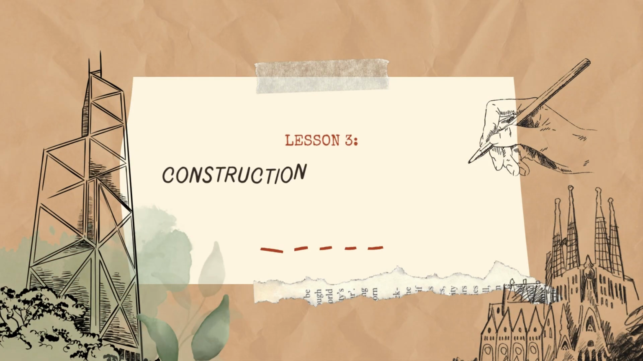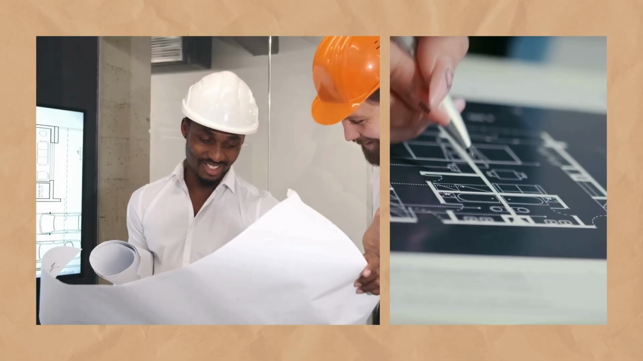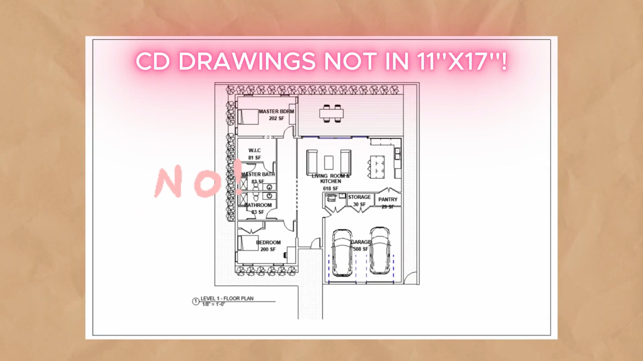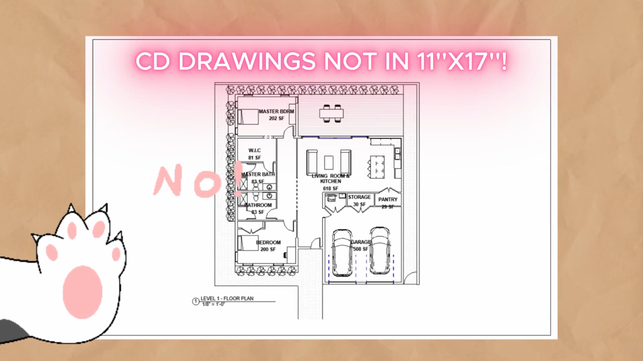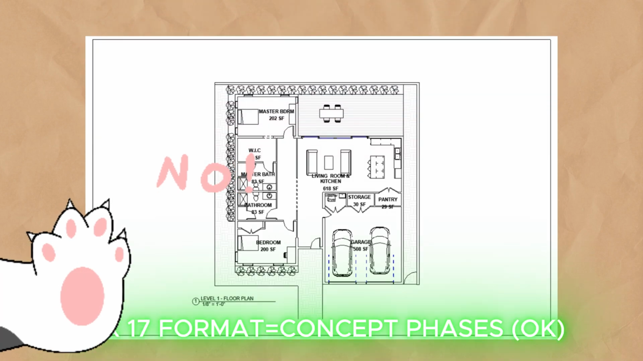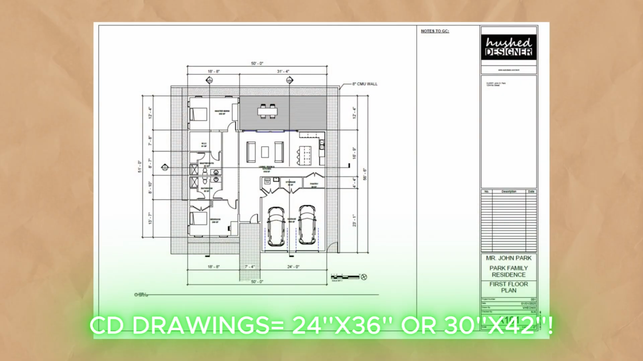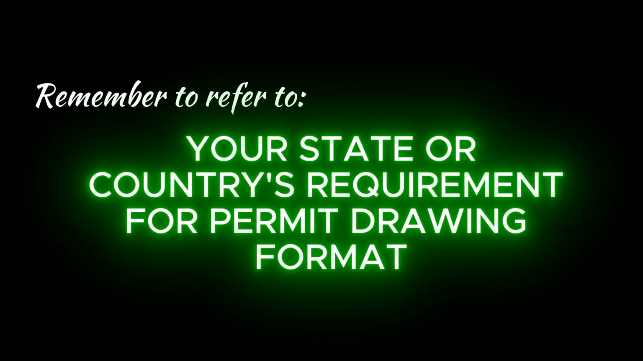A brief about construction drawings. Typically, if you're presenting a realistic construction drawing, it's not usually printed on 11x17. It is okay if the drawing is still in concept or the schematic phase, but for construction drawings, it would be set in a 24x36 or 30x42, just like this. Though, please refer to your state or country's requirements for permit drawing sizes.